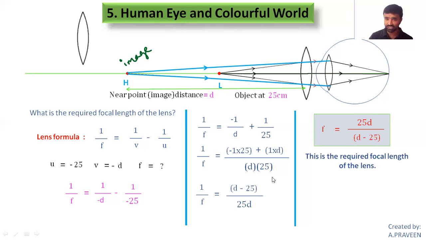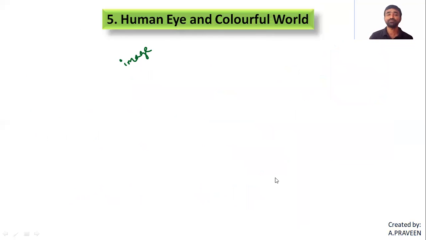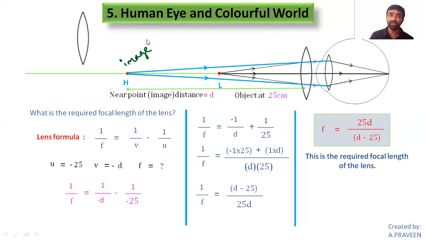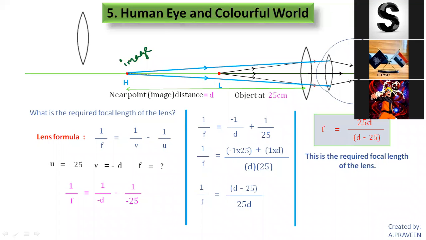Using this convex lens, the image will be formed at a distance called the near point. So like this, you are correcting the defect hypermetropia. Now respond. Are you clear about this defect, or is there any confusion?